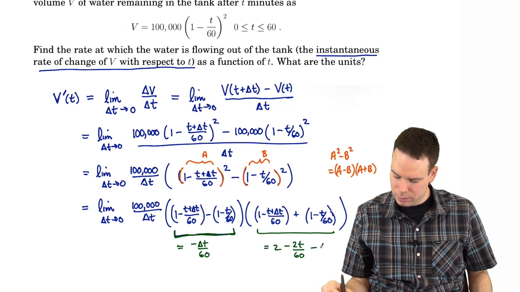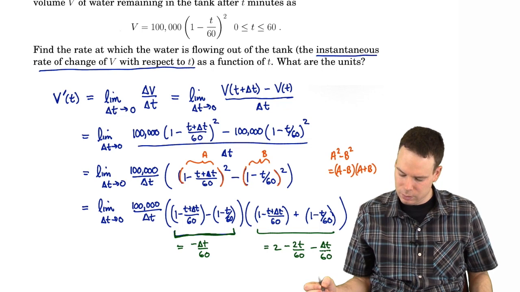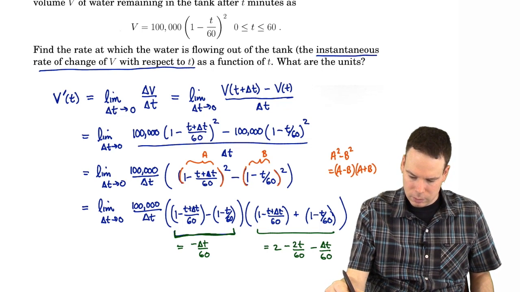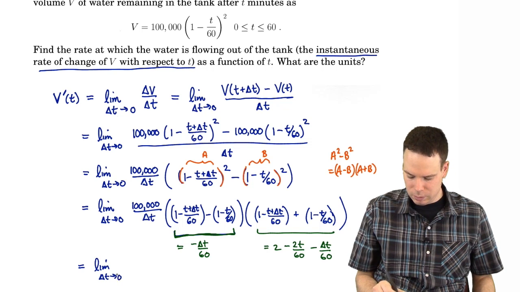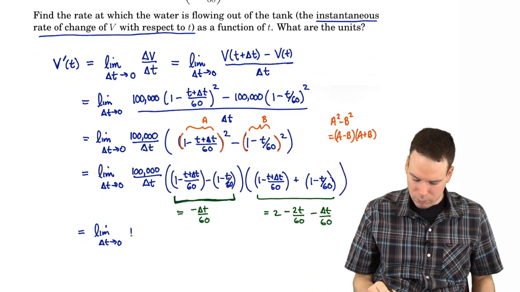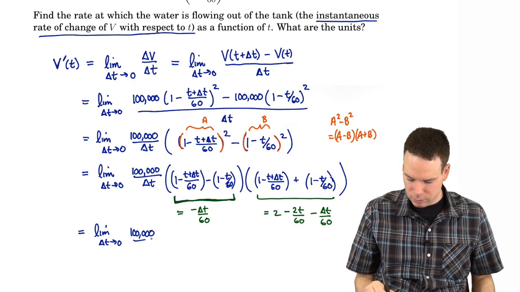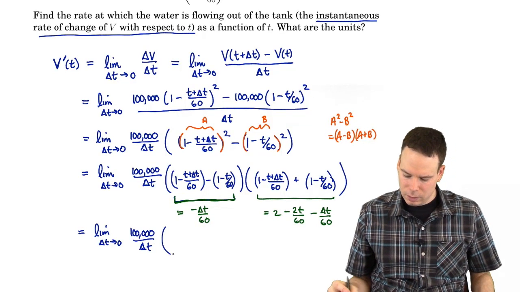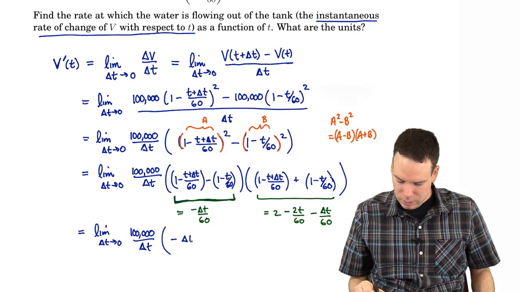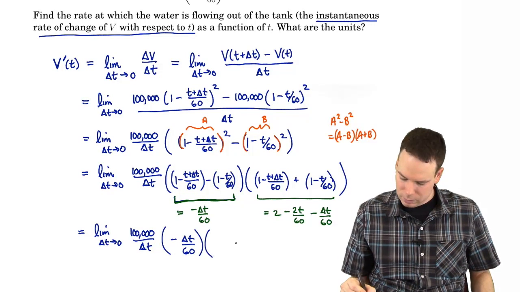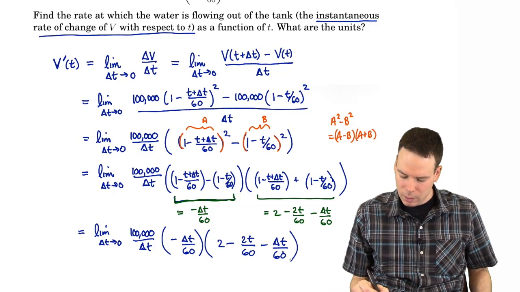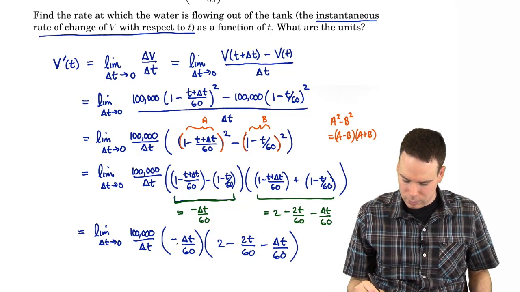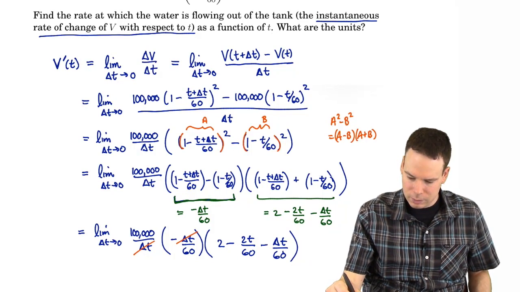And a minus delta t over 60. So this becomes the limit as delta t goes to 0 of 100,000 over delta t, negative delta t over 60 times 2 minus 2t over 60 minus delta t over 60. And so notice that we get some cancellation of these delta t's.